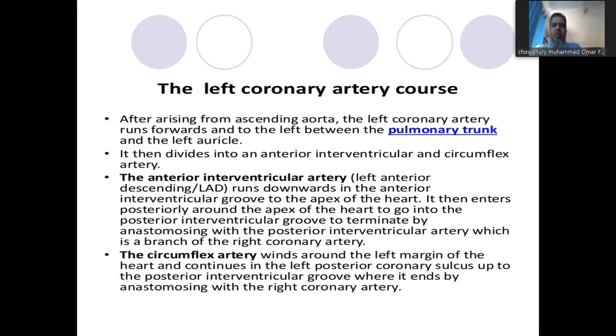Then the circumflex artery winds around the left margin of the heart and continues in the left posterior coronary sulcus up to the posterior interventricular groove, where it ends by anastomosing with the right coronary artery.